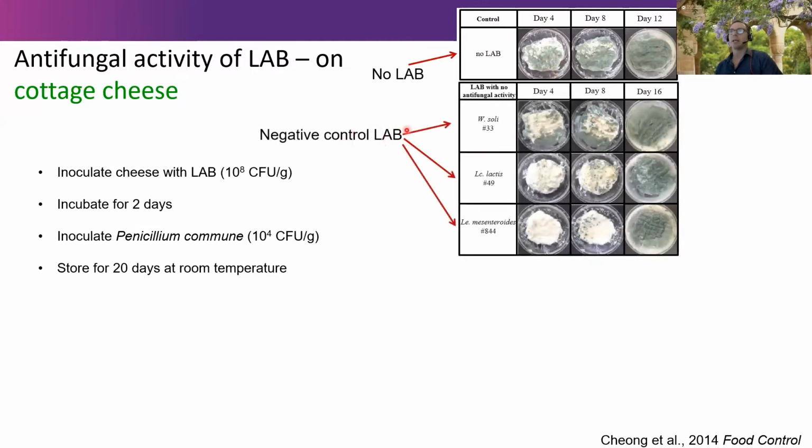Some of the LABs that didn't have activity on the agar plates, we put in as negative controls. This is a Weissella, Lactococcus, and a Leuconostoc. You can see there was a little bit of inhibition of mold for some of them, but you could still see there were mold spots all over it. And by day 16, it looked pretty bad.